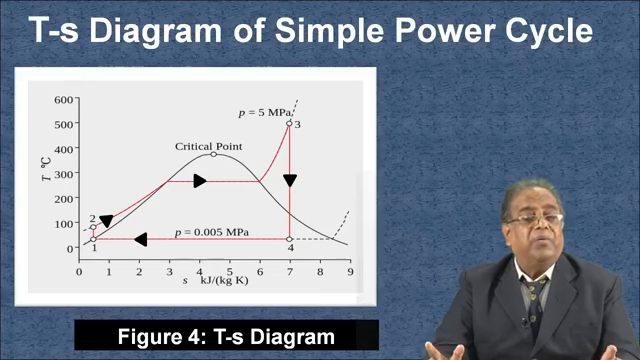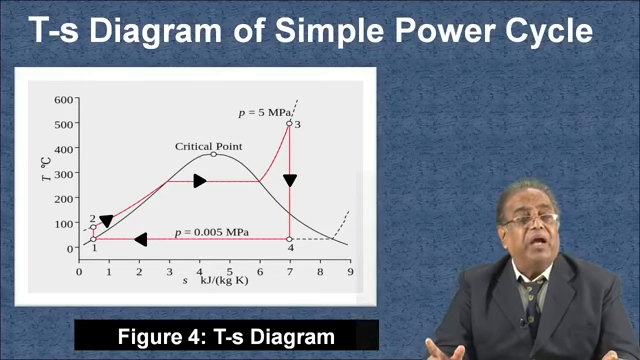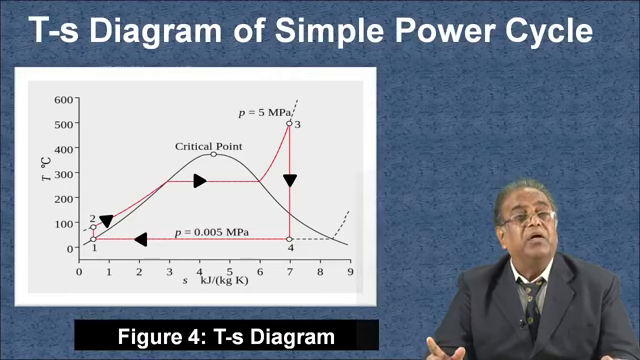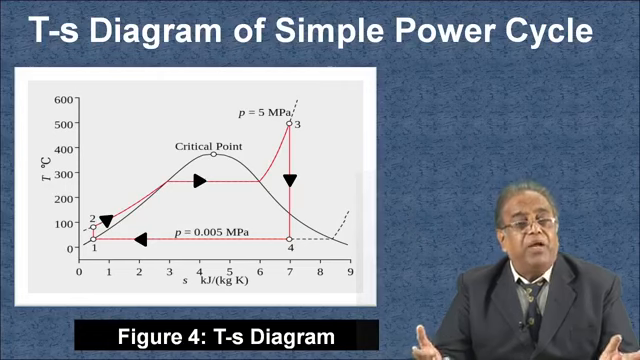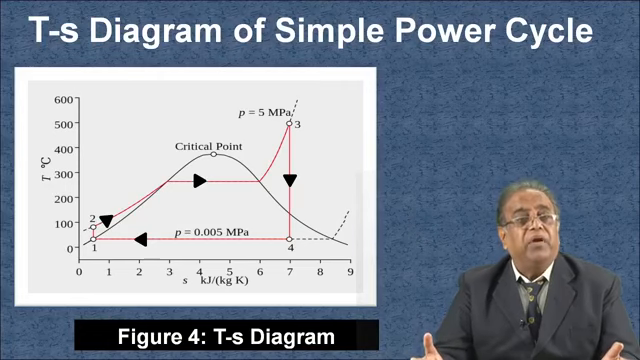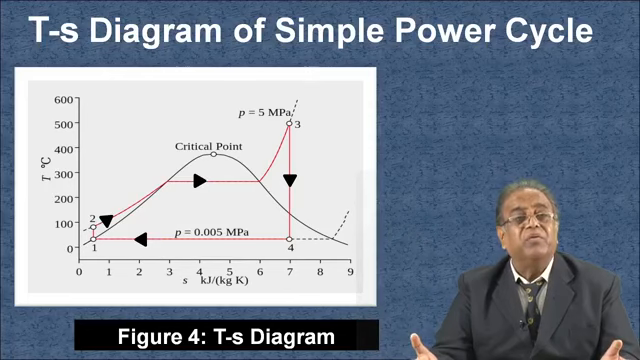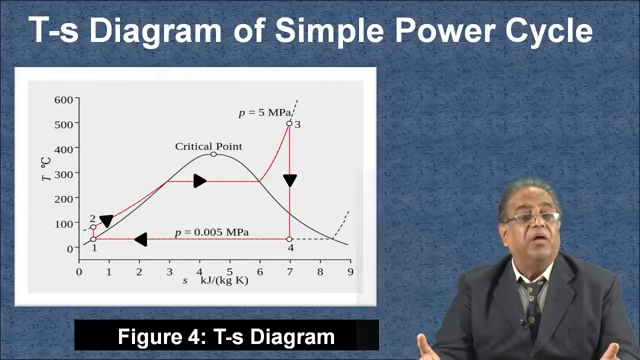For this case, the pressure is 5 megapascal, and that is the entry point of the high pressure, high temperature steam into the turbine. The turbine process is depicted from point 3 to 4. Here the expansion takes place and the pressure decreases, the temperature also decreases, and for this case the pressure decreases up to 0.005 megapascal. After that, point 1 is the entry point of the boiler, and 1 to 2 is a process occurring in the boiler.